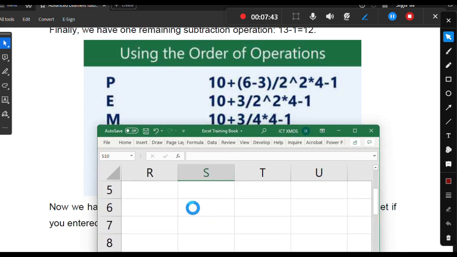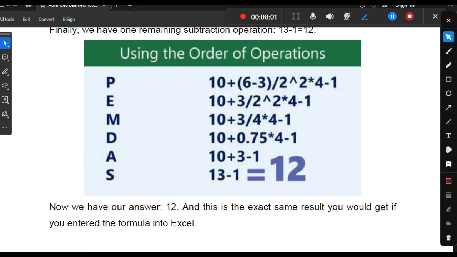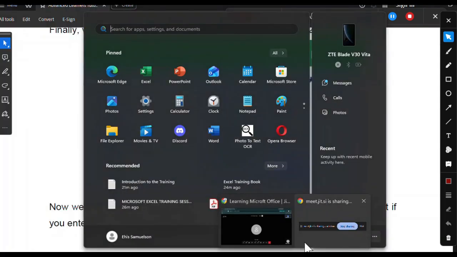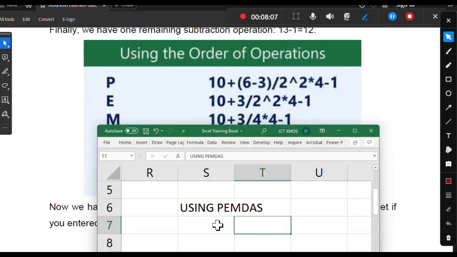Using PEMDAS. So the formula we have is 10 plus, bracket 6 plus bracket 6 minus 3 bracket.